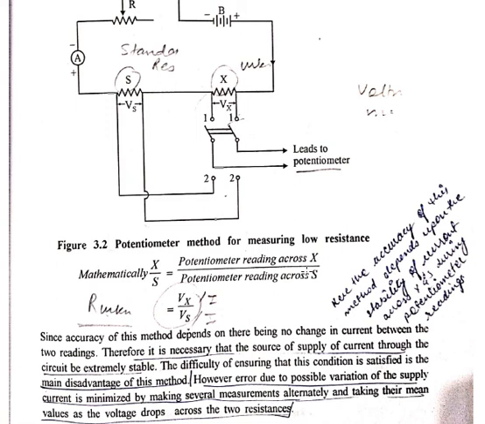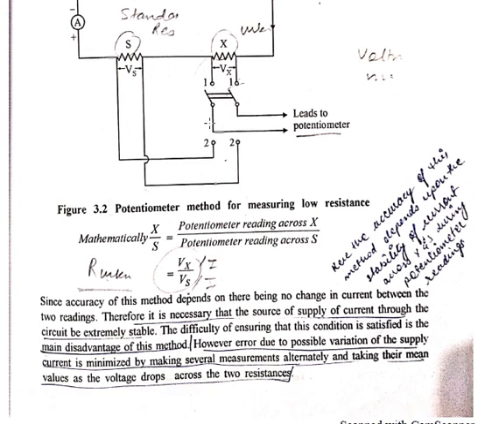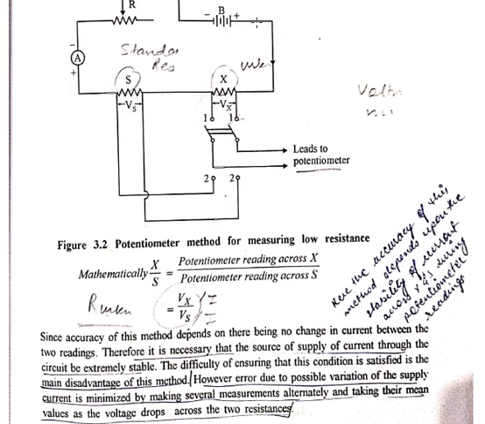In this case, the accuracy of this method depends upon the stability of current across X and S during the potentiometer reading. So it is necessary that the source of supply of current through the circuit is extremely stable, so there is no fluctuation of current between both potentiometer readings. This is basically the main disadvantage of this method, which is mostly dependent upon the current.